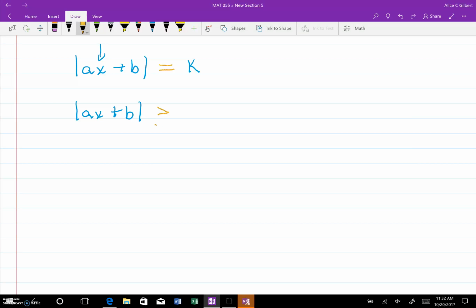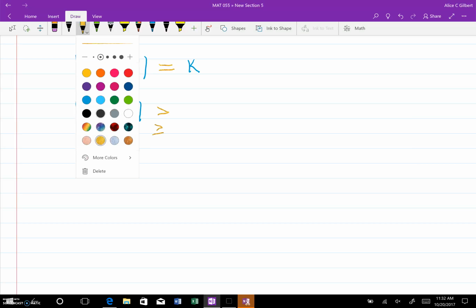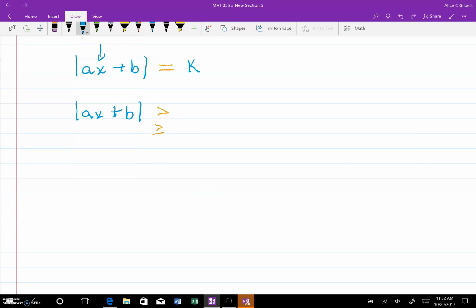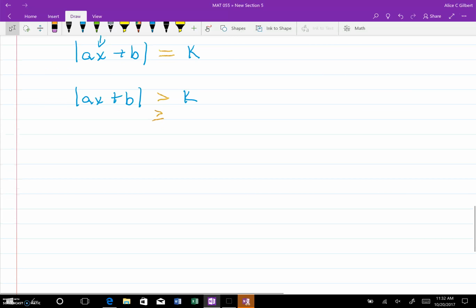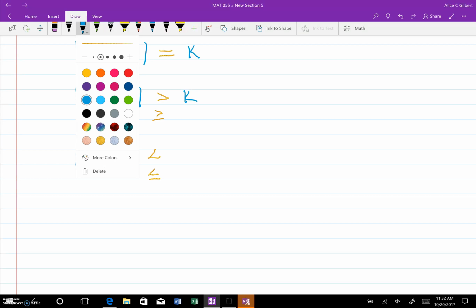It could also be greater than or equal to, okay? Just so you know, either way, okay? And then our third scenario is the absolute value of ax plus b, could be plus or minus, is less than, or could be less than or equal to, okay? And k.